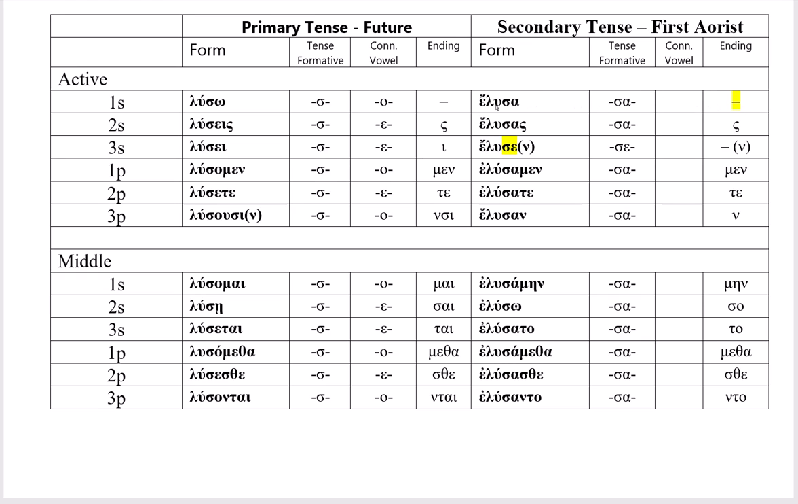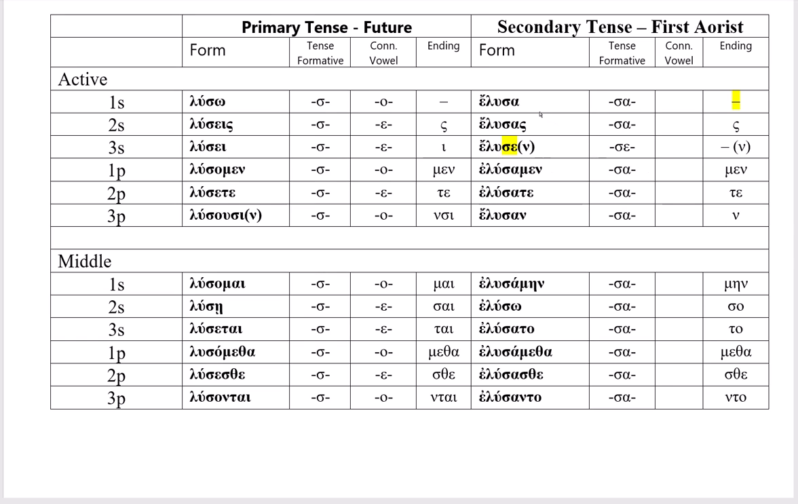The first singular form has changed to a null ending. The third singular form, the tense formative, has an epsilon. It should be clear if we think about it why we need an epsilon here, because if this was an alpha, we would have san or sa. It's a movable nu, so the sa would make us equal to first singular, and the san would make us equal to third plural. So it becomes sen, elusen.